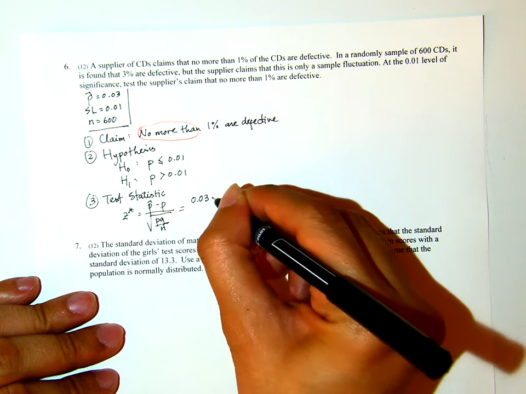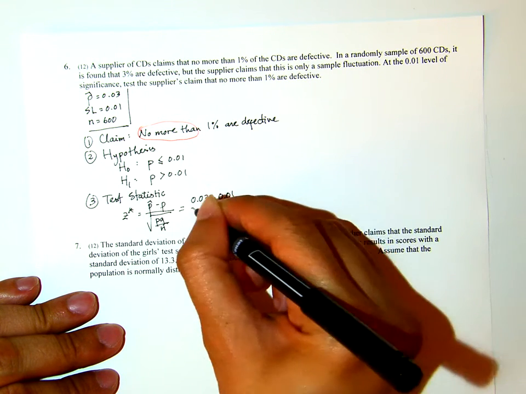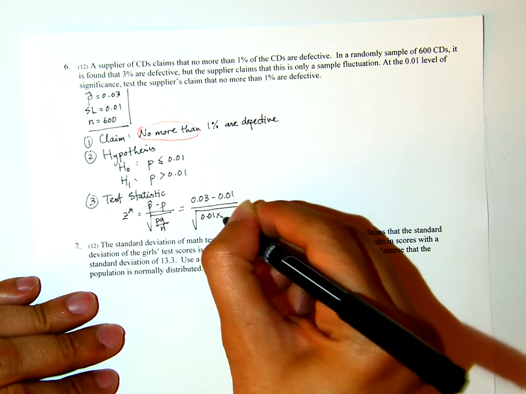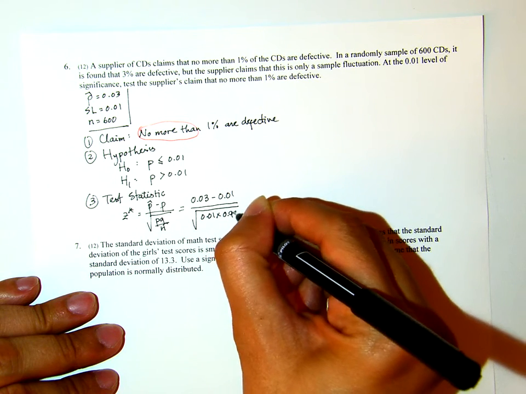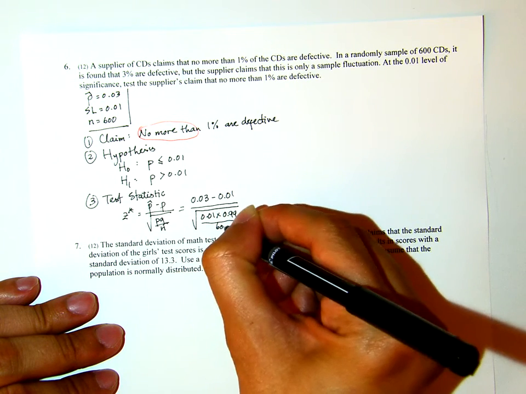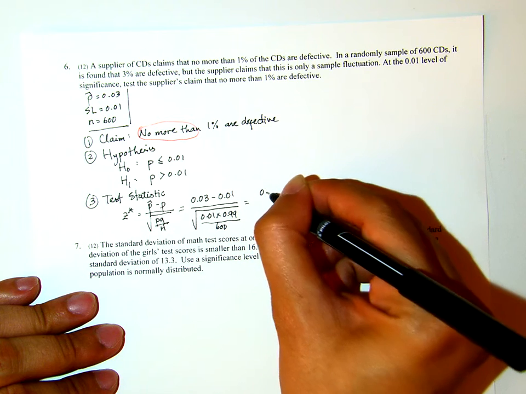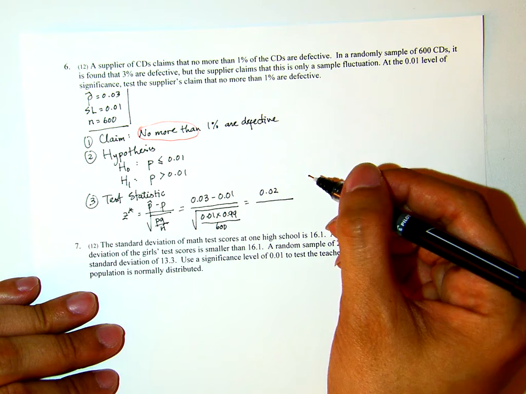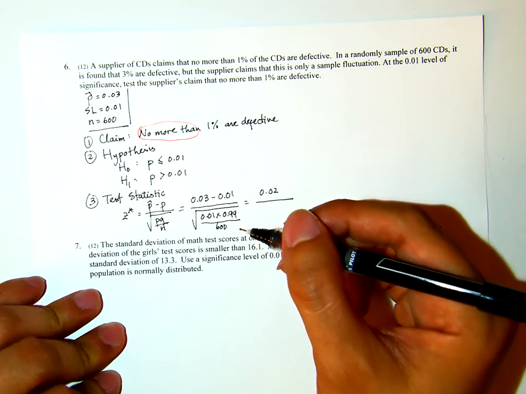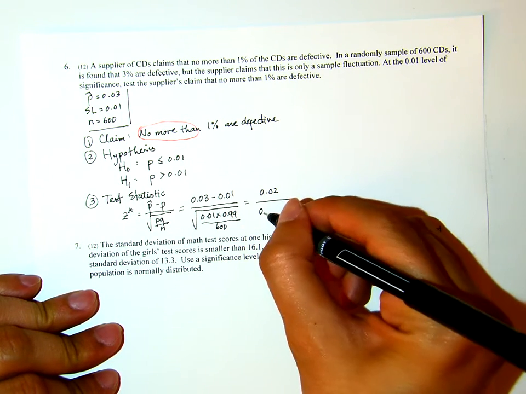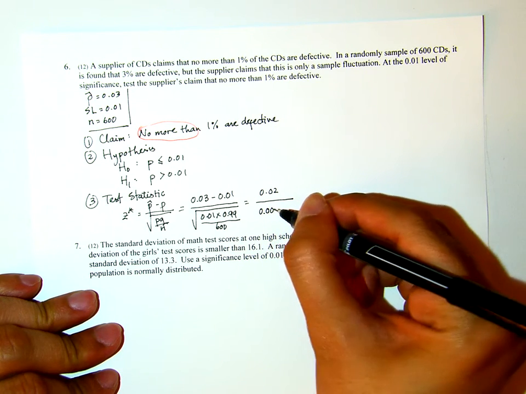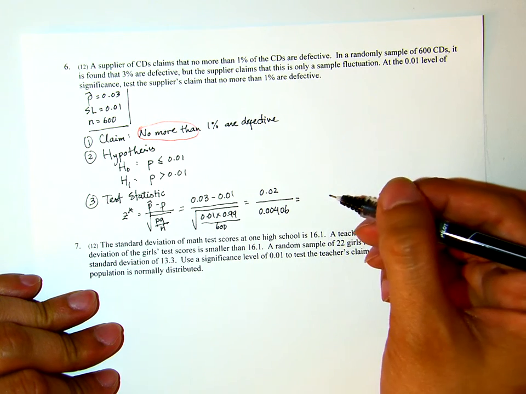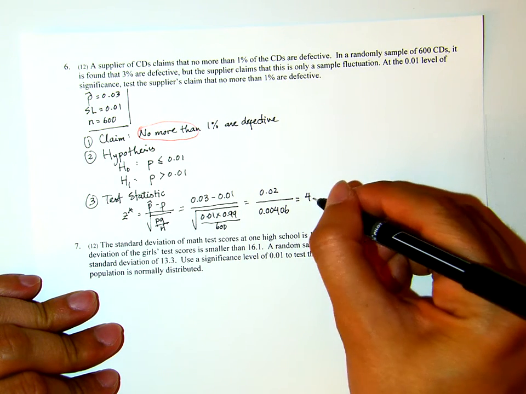I put the numbers in. This is 0.01 times 0.99 over 600. When I compute, I get the difference is 0.02. And then the denominator, if you compute that, I think you get 0.00406, which if I divide, I will get 4.92.